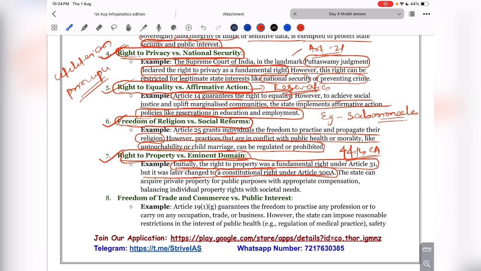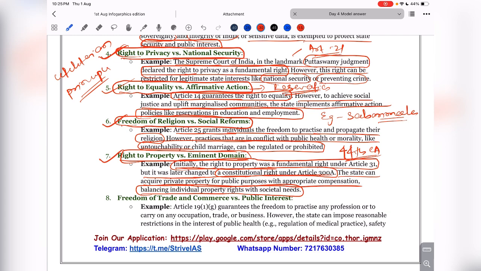The state can acquire private property for public purpose with appropriate compensation, balancing the individual property right with societal needs. That means if there is a need for the property to be acquired to bring more benefit for the society, nation, state, then it can be acquired, provided that they compensate the individual.